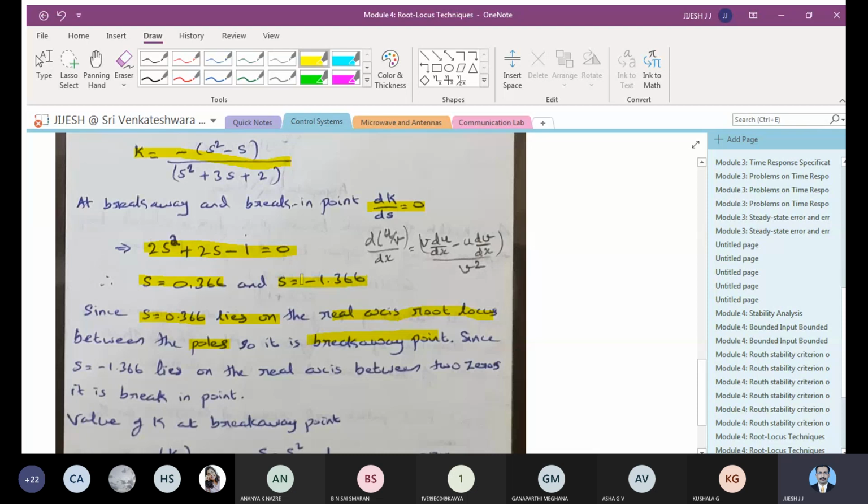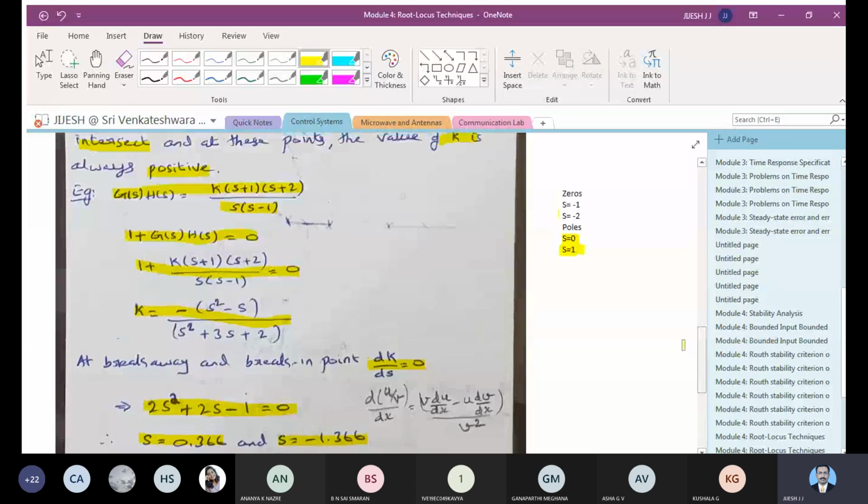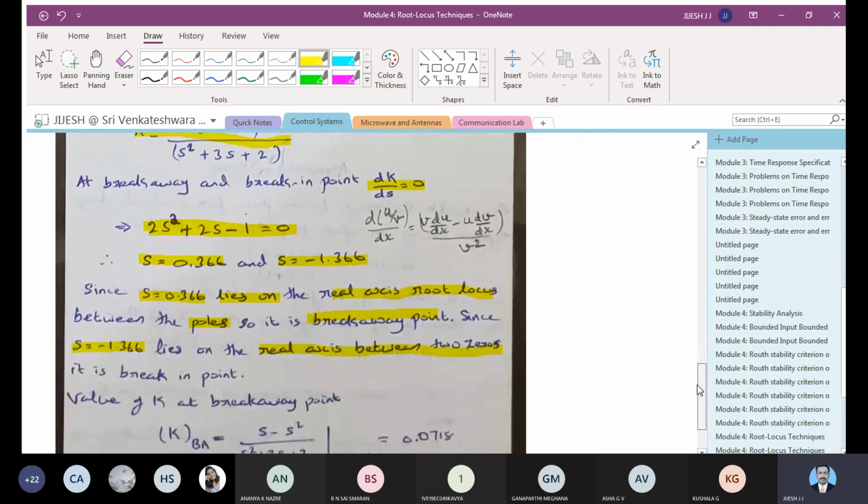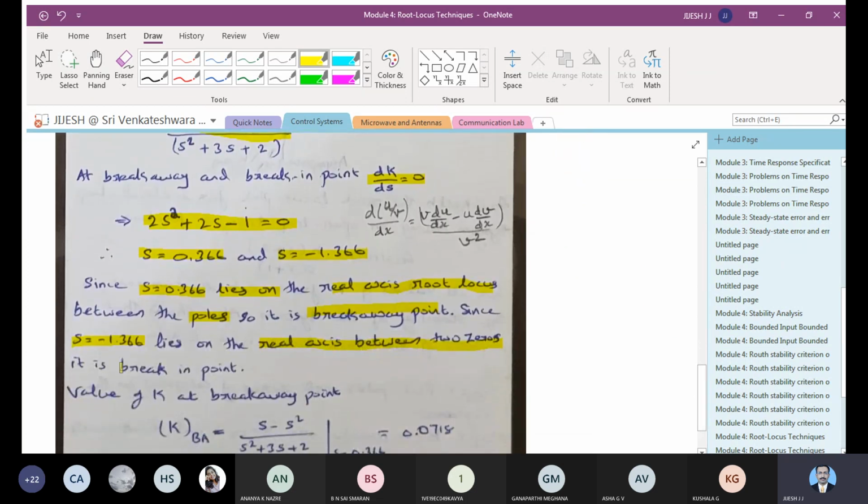Now you see the next point, minus 1.366. So where is that? Since minus 1.366 lies on the real axis between two zeros, you can see that the zeros here are minus 1 and minus 2. So minus 1.366 is between the two zeros. Whether it will be a breakaway point or a break-in point, it will be a break-in point. That is what you have to understand.